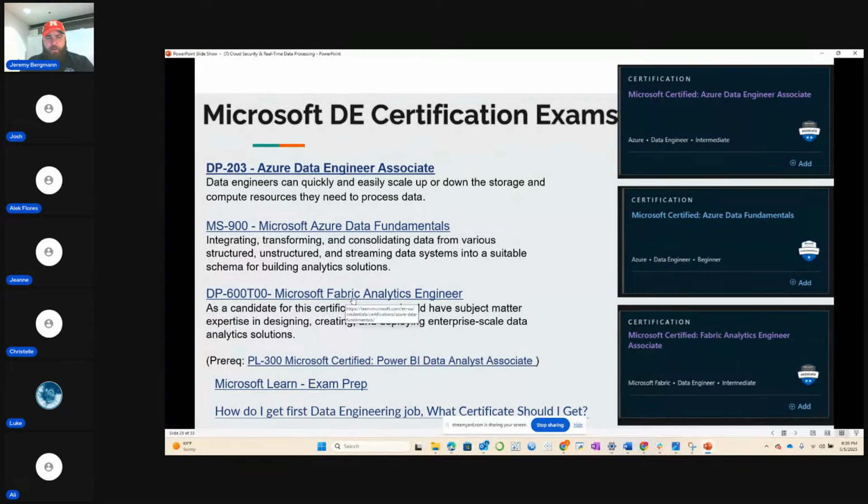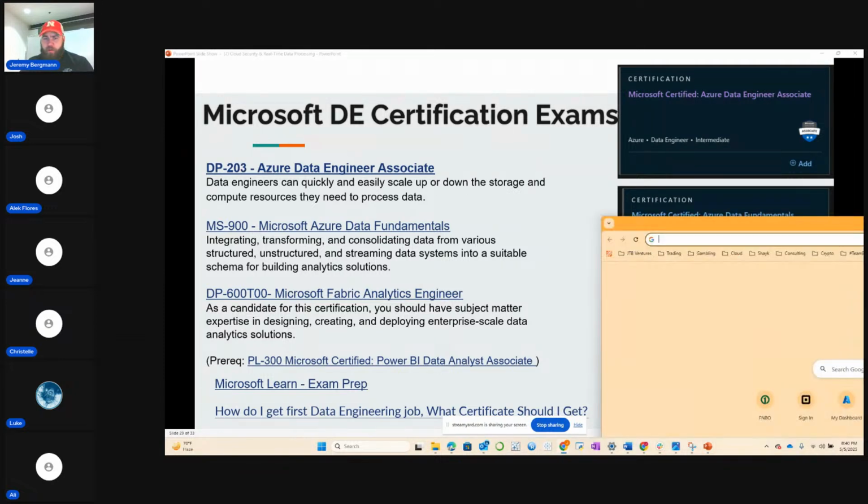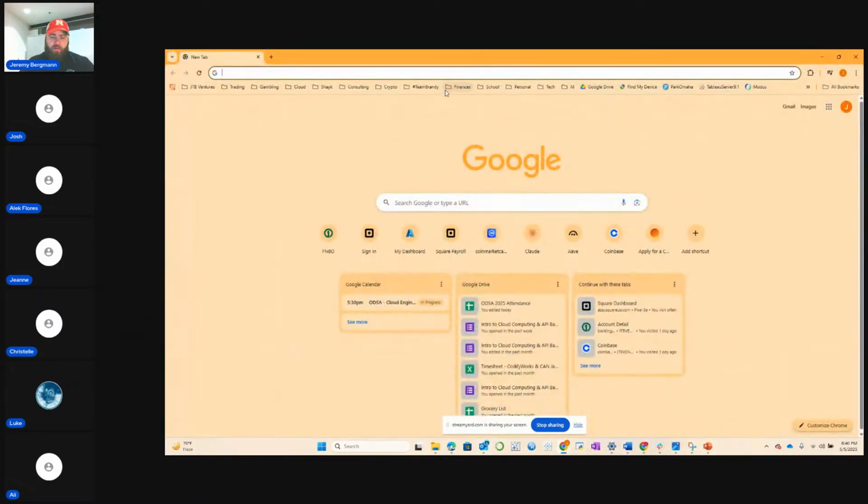And then there's a Fabric Analytics Engineer. If you're interested in Fabric, there's a certification for that too. This should be more related to the data fundamentals, less configuration, but kind of a busted-up platform in my opinion. So I'd probably wait on it unless you see a lot of job postings and people want Microsoft Fabric engineers. Let's see. Go ahead and look this up real quick.